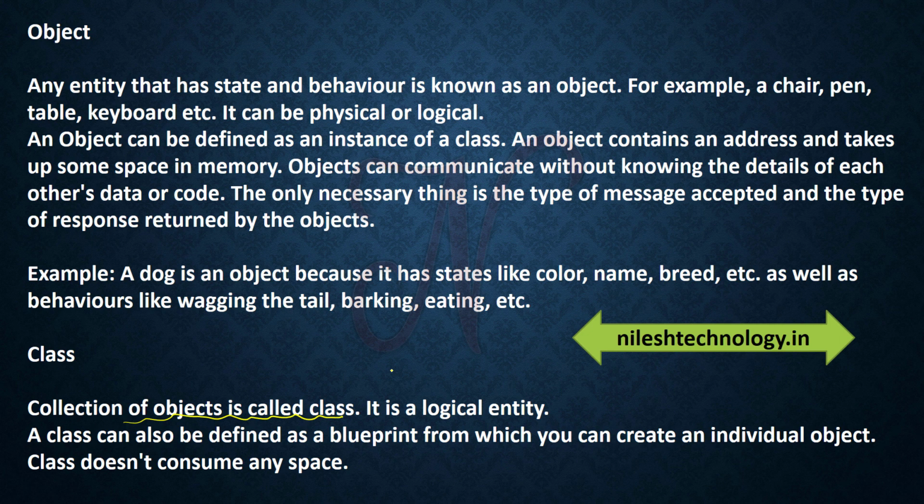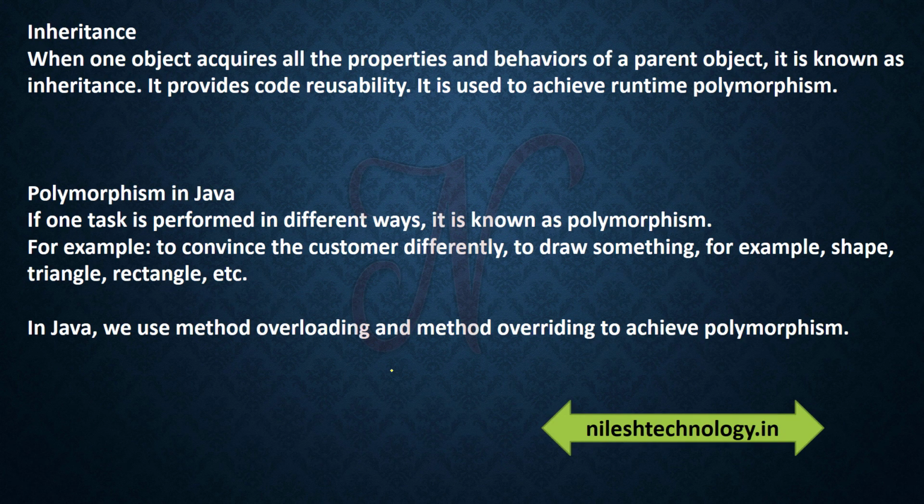Going to next, inheritance and polymorphism. When one object acquires all the properties and behavior of a parent object, and this code is reused in another class, then the idea of reusability is called inheritance. Polymorphism means many forms. Method overloading and method overriding come under polymorphism; we discuss these two points later. If one task is performed in different ways, then it is called polymorphism.